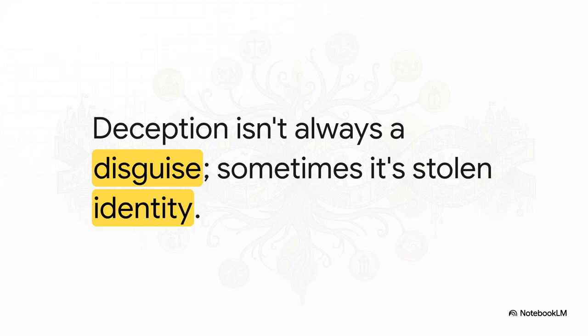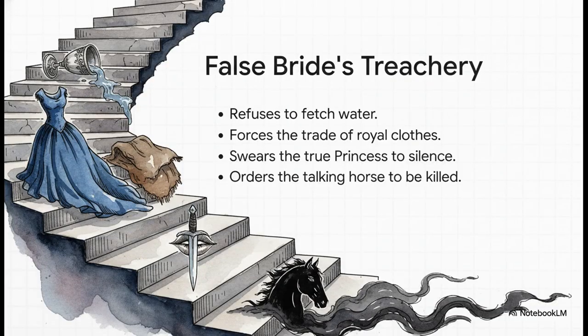And that perfectly bridges the gap between a simple animal fable and a really complex classic fairy tale. Take the false bride's treachery, for example. It goes way beyond a quick trick. She systematically strips the princess of her power and identity. First, she disrespectfully refuses to fetch water.